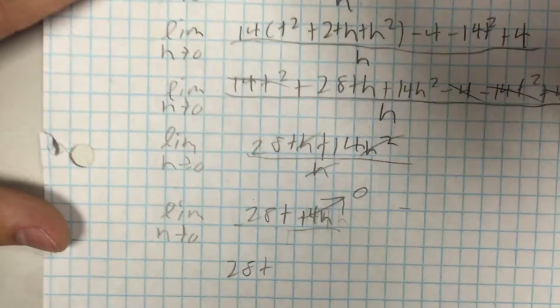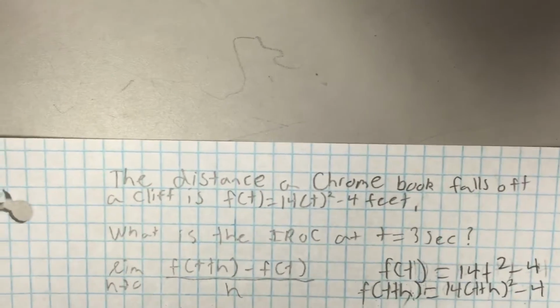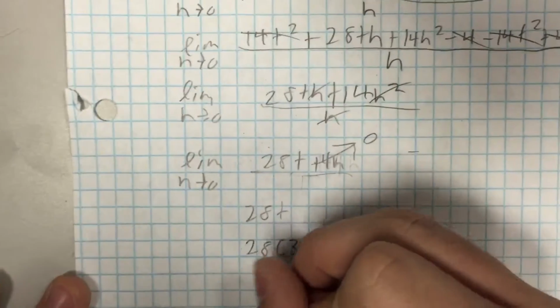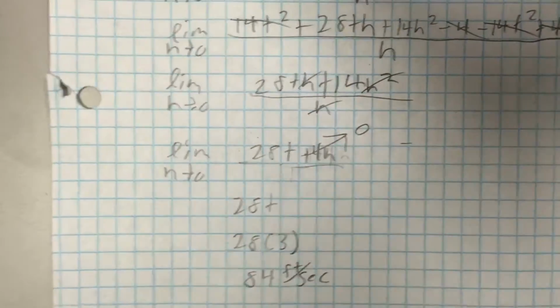And then up here at the start, we're finding the time at 3 seconds. So we plug that in, 28 times 3, which will equal 84 feet per second. And then that's your answer.